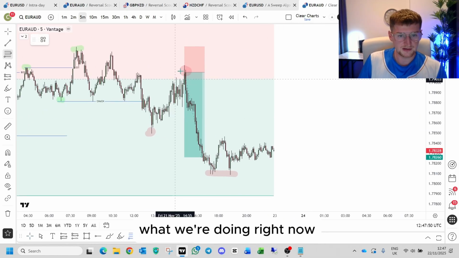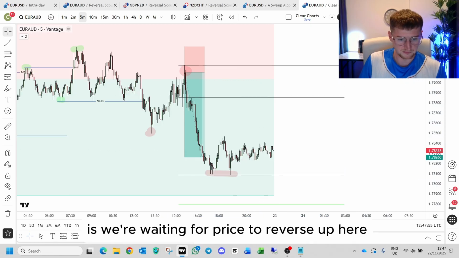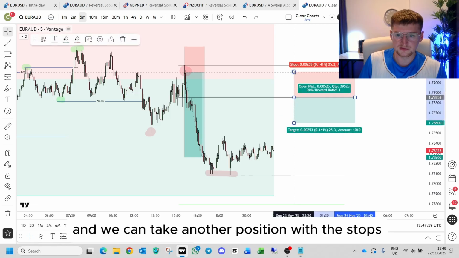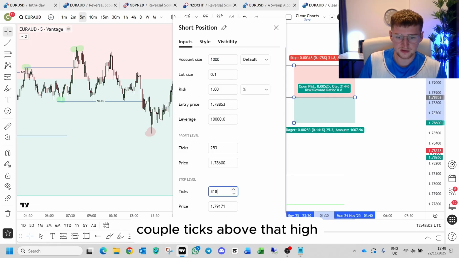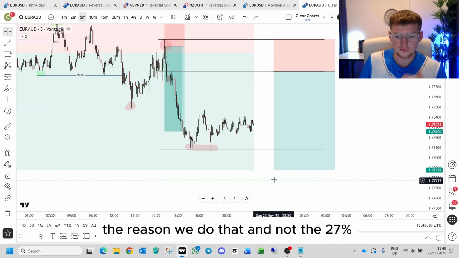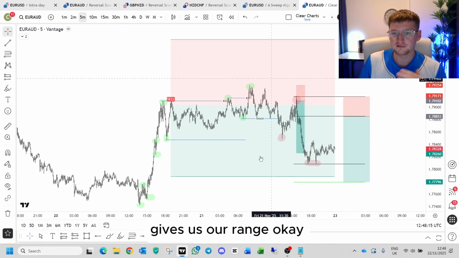What we're doing right now, this is an active trade, is we're waiting for price to reverse up here, just like that, and we can take another position with the stops a couple ticks above that high and the TP down to that ultimate level. The reason we do that and not the 27% is because this original Pine script entry gives us our range.